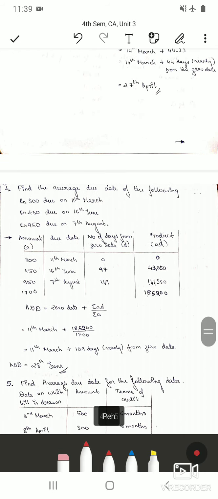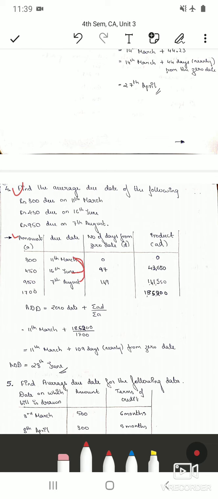So the fourth problem is, find the average due date of the following: rupees 300 due on 11th March, rupees 450 due on 16th June, and rupees 950 due on 7th August. So it is a similar problem. Write the amount and due date. I am assuming 11th March as the 0 date. Now calculate from 11th March how many days there are till 16th June. March has 31, in that subtract 11, then April has 30, May has 31, then 16 days of June, so it will be 97 days.